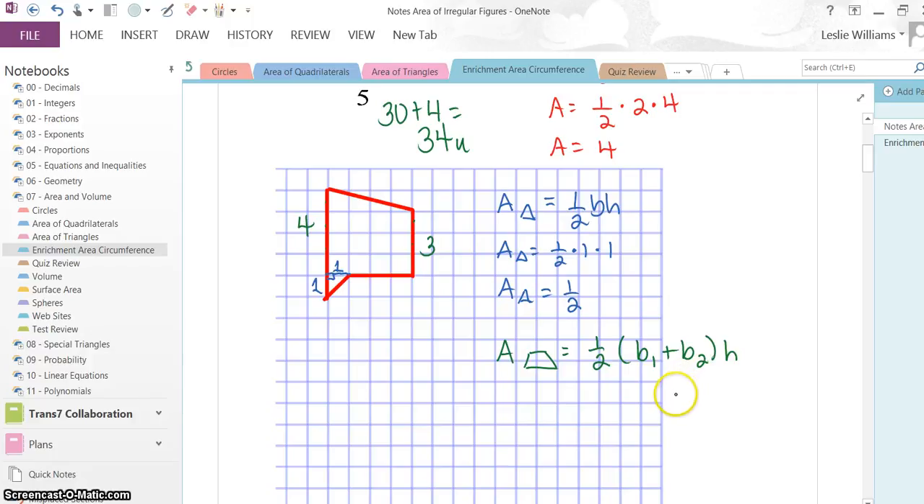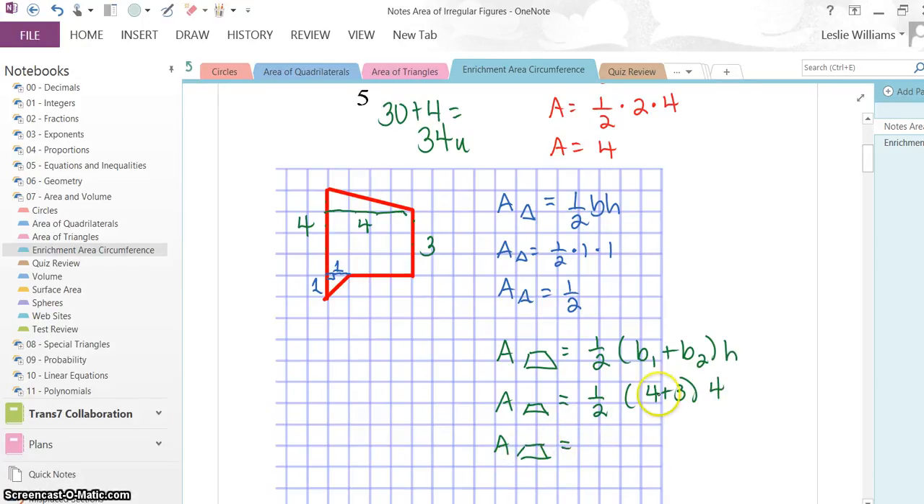My height is the perpendicular distance between the two bases, so I can pick any of the lines that connect the two bases. I'll pick this one right here, and it has a length of 1, 2, 3, 4, so my height is 4. So I'm going to plug in my numbers into my formula for the area of a trapezoid, and I get 1/2 the sum of the bases, 4 and 3, times the height, which is 4. And then I just do my math. You can put this straight into a calculator.